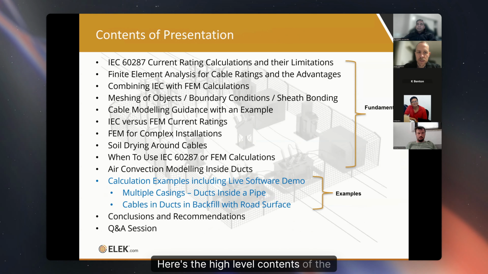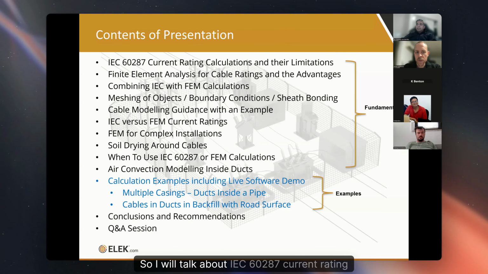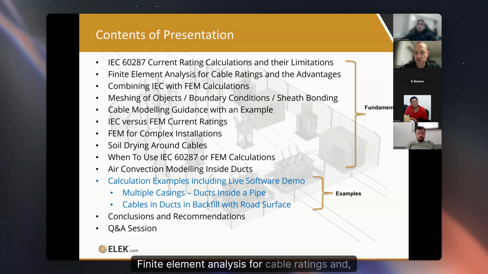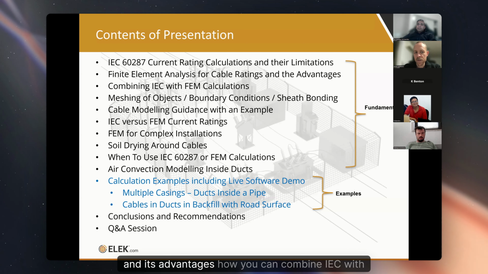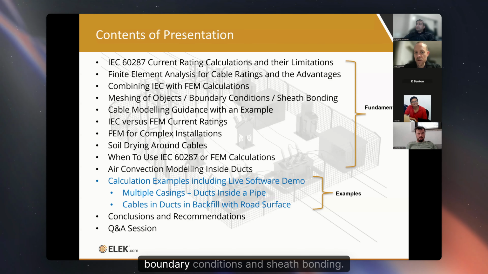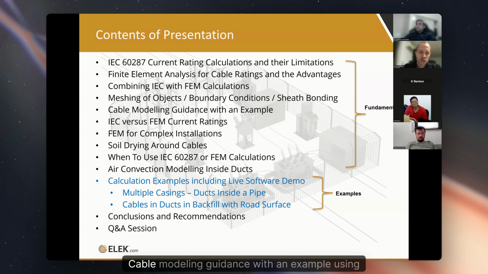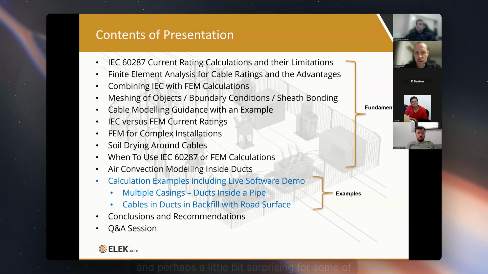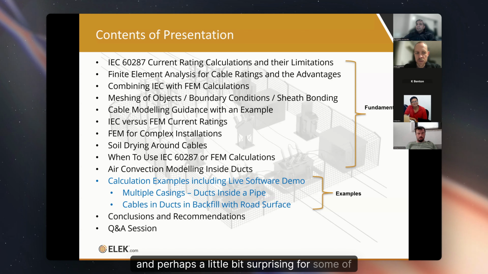Here's the high-level contents of the presentation. So I will talk about IEC 60287, current rating calculations and their limitation, finite element analysis for cable ratings and its advantages, how you can combine IEC with FEM calculations, meshing of objects, boundary conditions and sheath bonding, cable modeling guidance with an example using software, IEC versus FEM current ratings, which is very interesting and perhaps a little bit surprising for some of you.